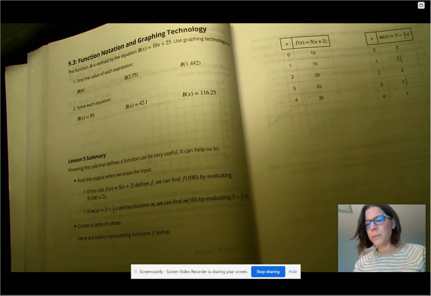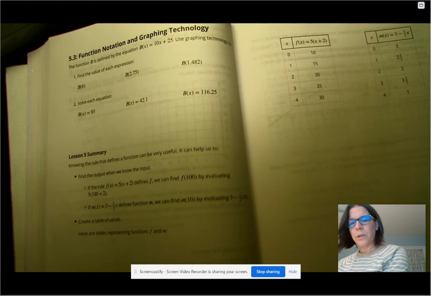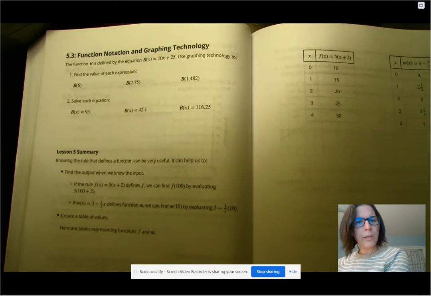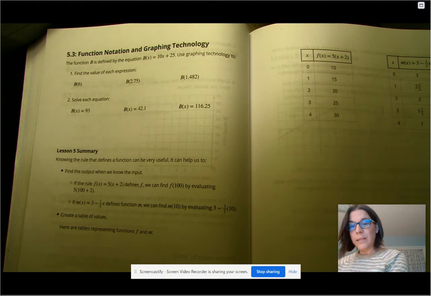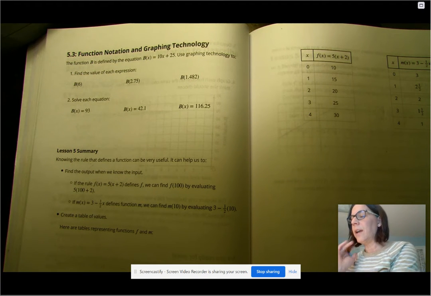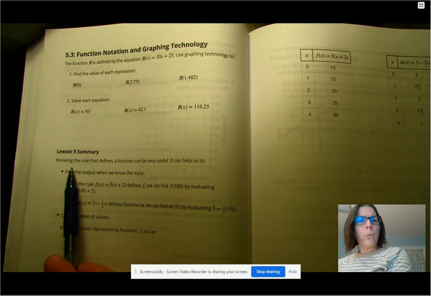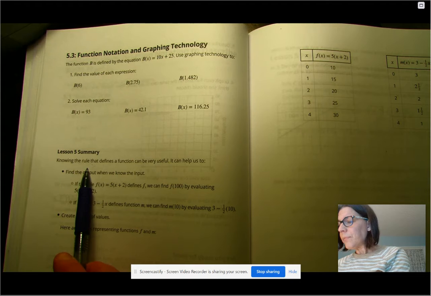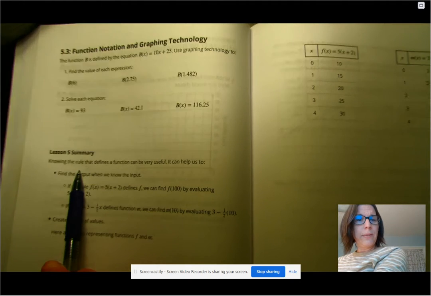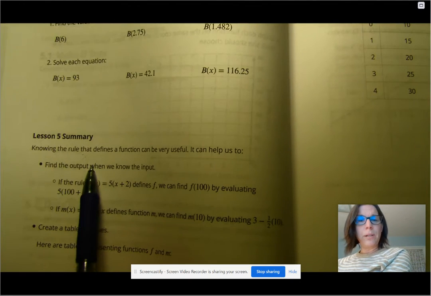So, I'm just going to go from the summary page. Your teacher probably worked through a Desmos with you, or maybe you did it independently, going through a couple of the big ideas in Lesson 5. So, the big idea is we're still talking about how functions can be defined by rules. And knowing that rule that defines a function can be very useful.